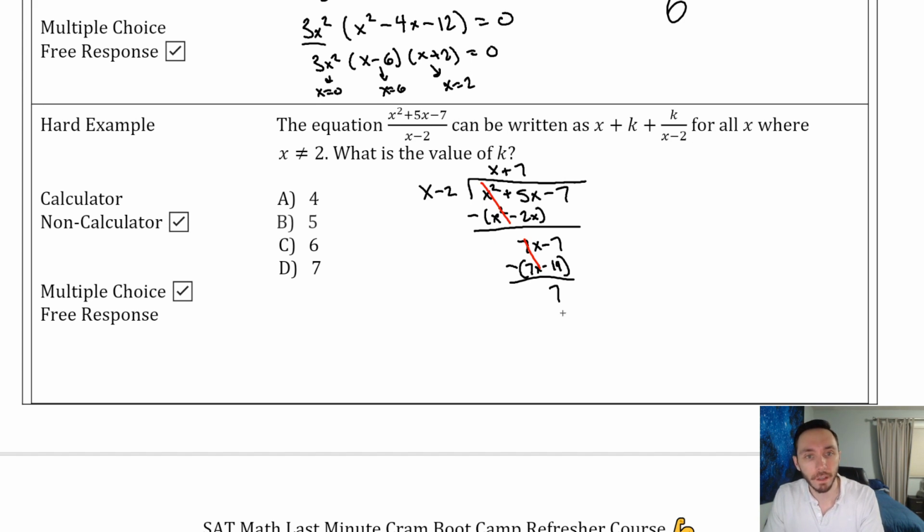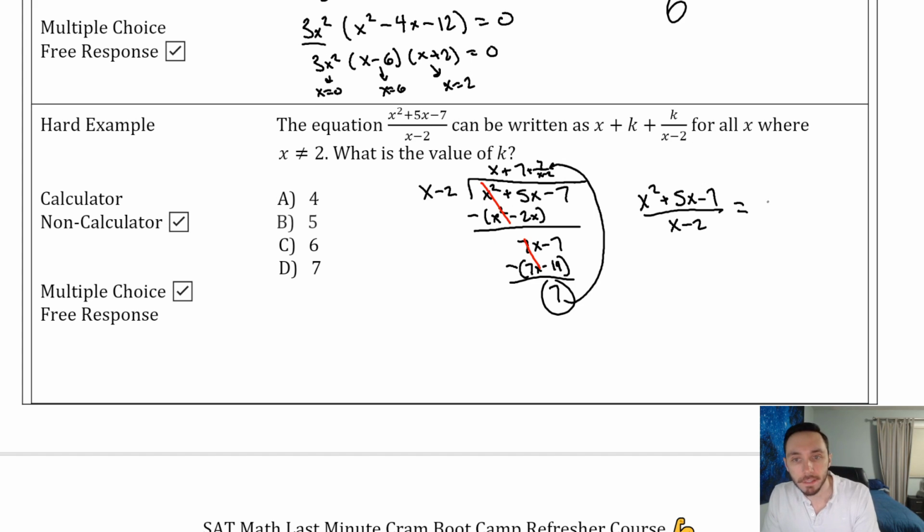So therefore, we know that x squared plus 5x minus 7 over x minus 2 can be written as, so this is your remainder, this is just what you bring back up top. It's still being divided by that x minus 2. This is equal to x plus 7 over x minus 2.